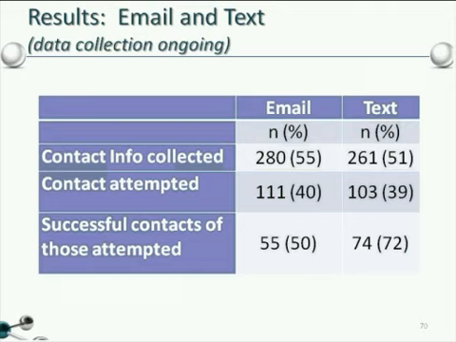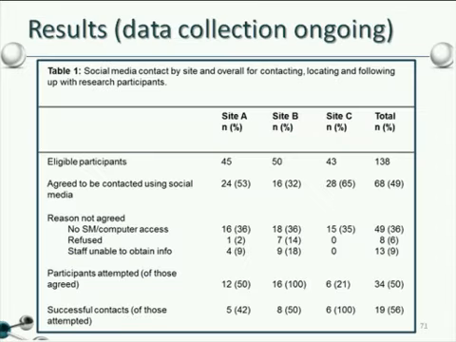So this is good information. And then the next slide shows some of the preliminary results of our using Facebook. This is broken down by the 3 sites and overall, and there were some differences in terms of the sites. As you see, one of them, almost 2/3 of their participants agreed to be contacted using social media, and another one it was just 1/3, and another one about 1/2.